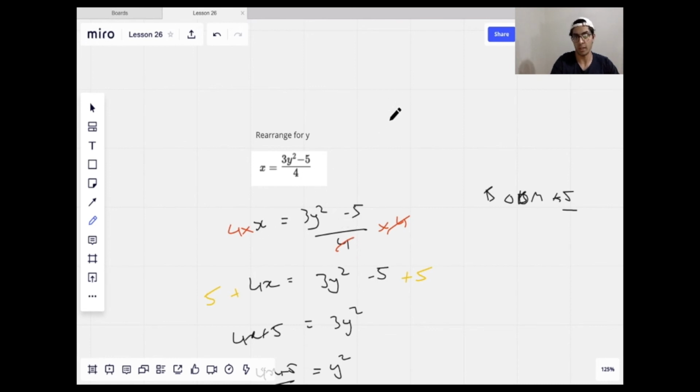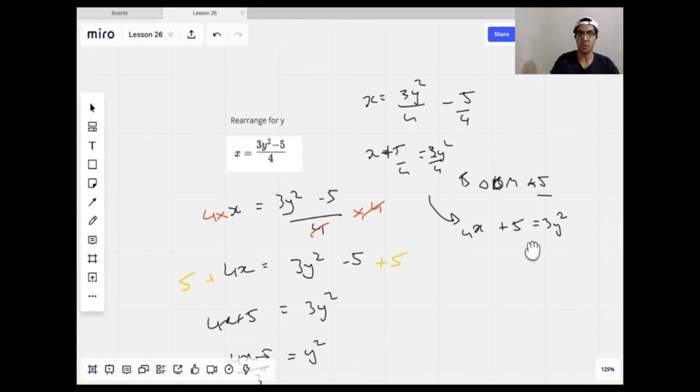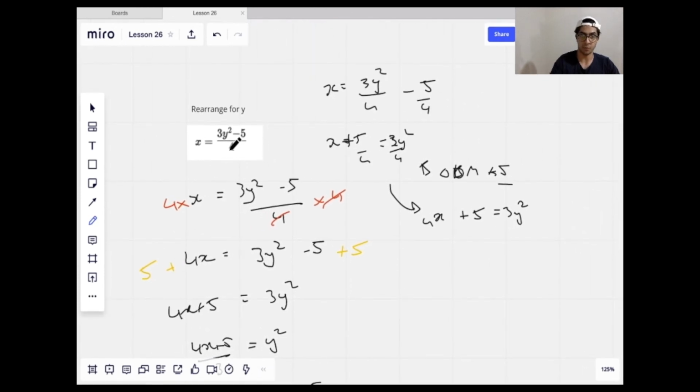I could do, say, x is 3y squared over 4 minus 5 over 4. So I could add 5 over 4 to both sides if I wanted to, equals 3y squared over 4. And now multiply through by 4, right? And then I get the same thing as before, 4x plus 5 equals 3y squared. So there are multiple ways of doing this. It's just easier to multiply through by 4 first, because you don't have to deal with subtracting a fraction, and you know you're eventually going to get rid of this 4 anyway. So you may as well multiply through by 4 first.